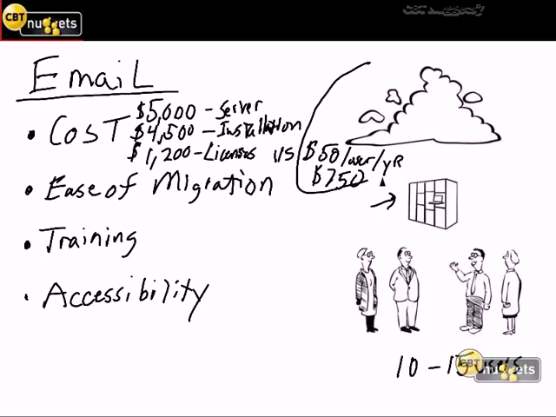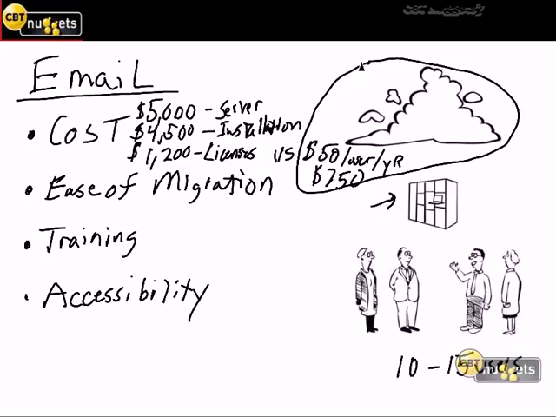So the cloud's going to cost you about $750 a year for your users, versus that initial $5,000, the $4,500, and the $1,200 in licenses. And of course, as we'll see in Google Docs and Google Premier, when you get access to all these things, you get applications, you get the mail, you get a whole bunch of other things for that $50 a year.